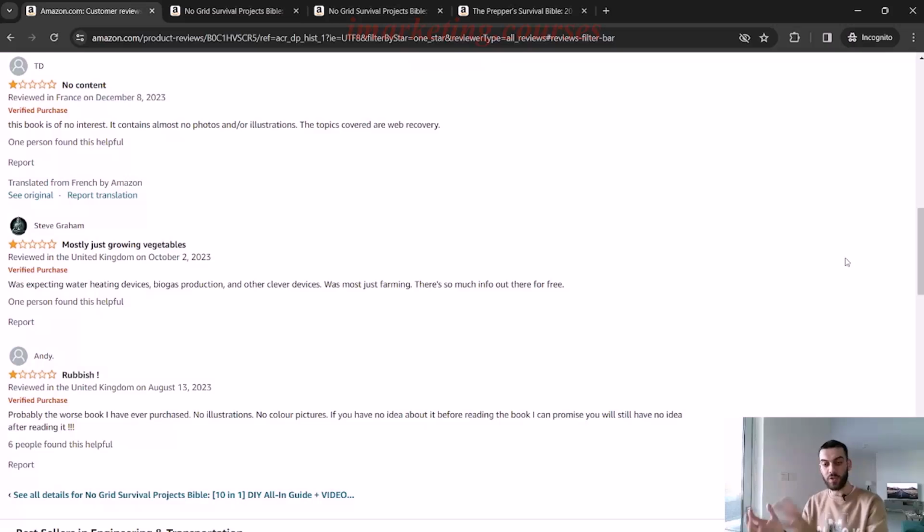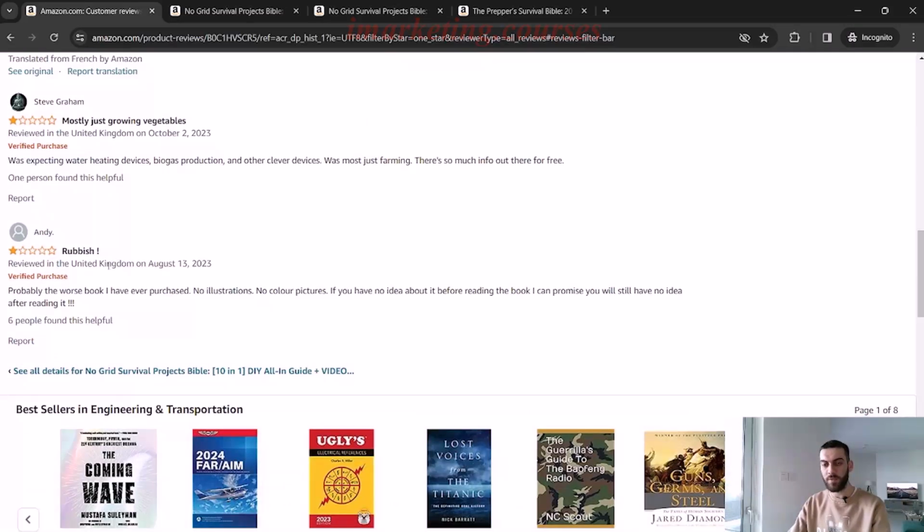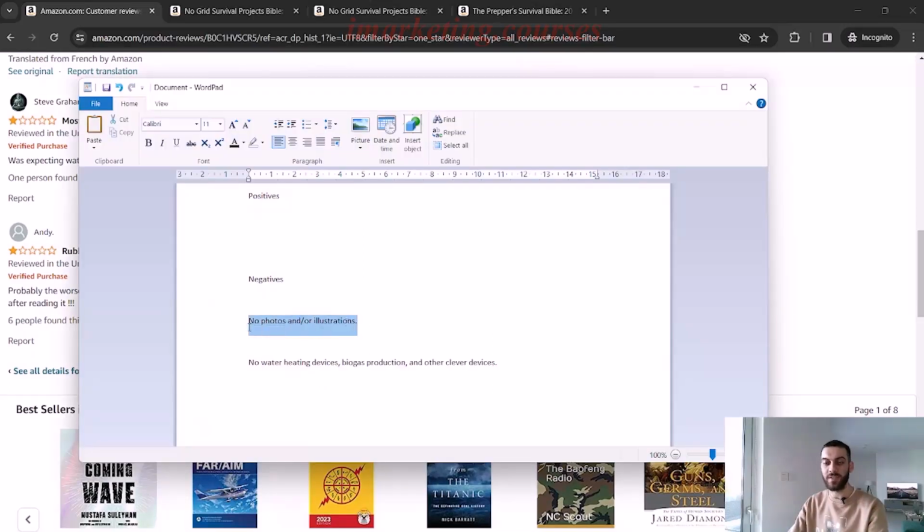Maybe we can make an extra chapter that features the things that this person, Steve, is talking about. What about some other ones? "Worst book I ever purchased, no illustrations, no color pictures." So there we go. This is the second time that they're looking for photos and illustrations, and your competitors are not giving it to them.